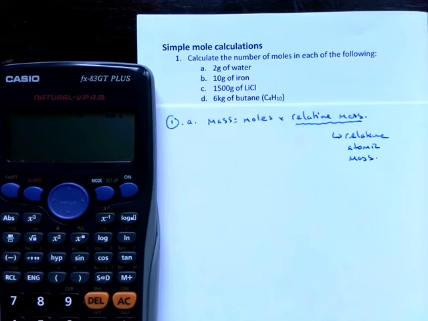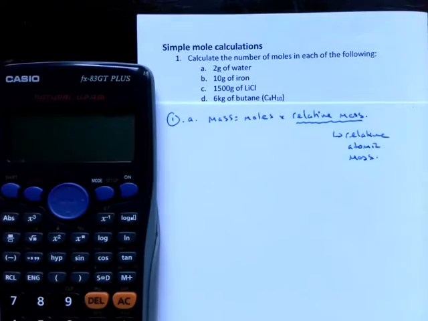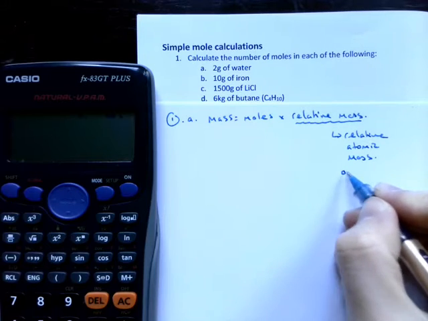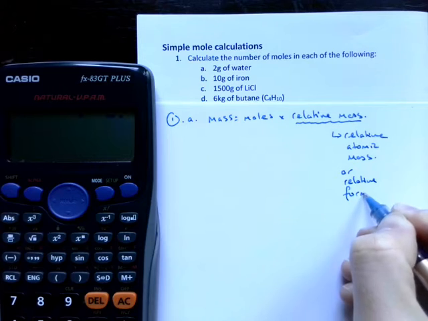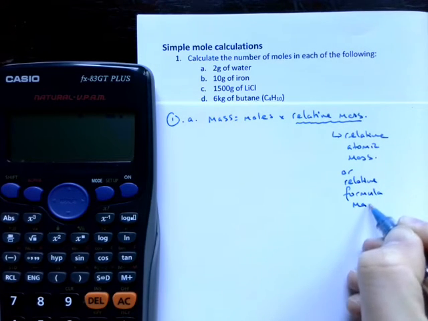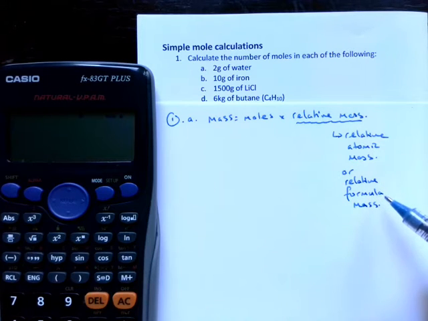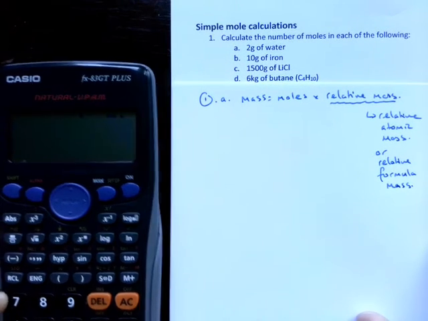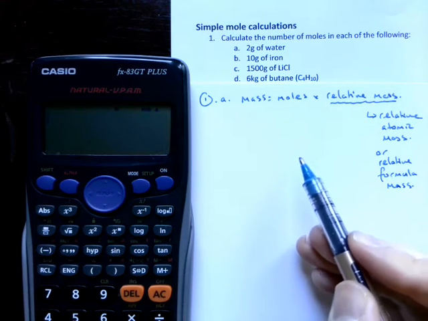So, for example, if I wanted to have the relative atomic mass of carbon, it would be 12, aluminium, it would be 27. Or it might be the relative formula mass. Okay, and it's important that you know the difference between these two. The relative atomic mass is just when it's one atom, and the relative formula mass is when it's a molecule or a compound.